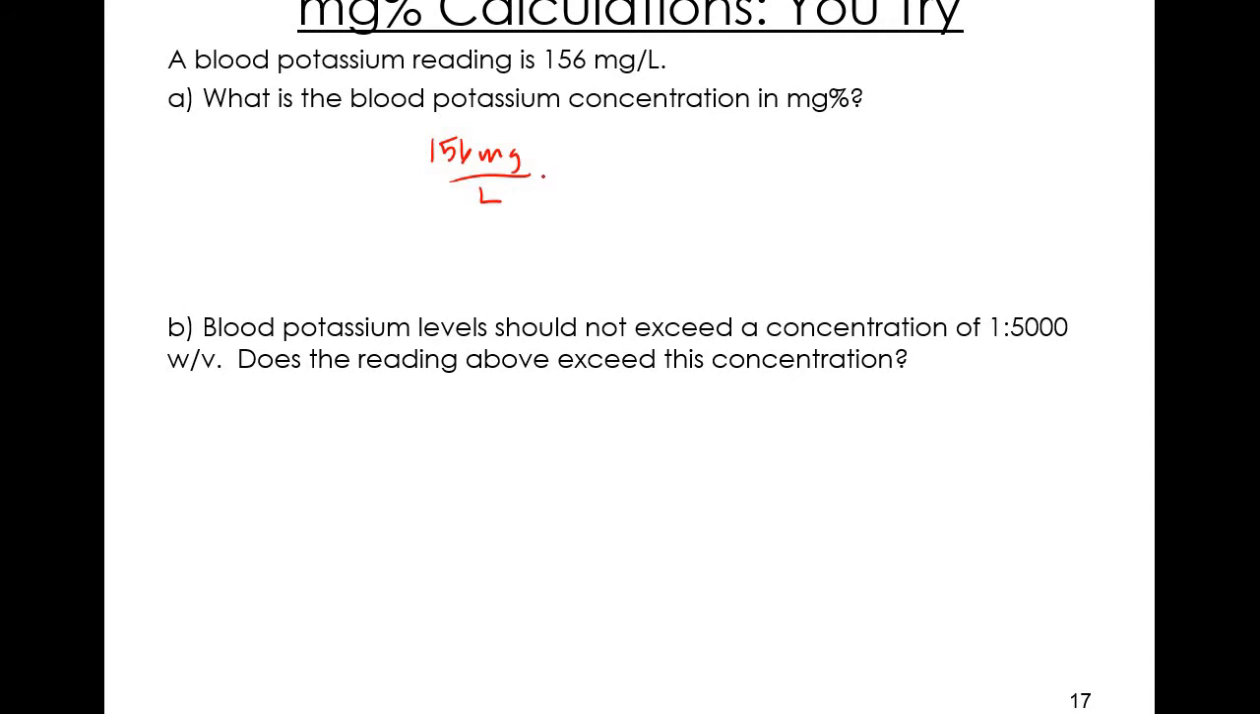So if we're aware that 1 liter is going to be 1,000 milliliters, we can just make that change. Divide it all the way through. And then multiply by 100 to get the milligrams percent.